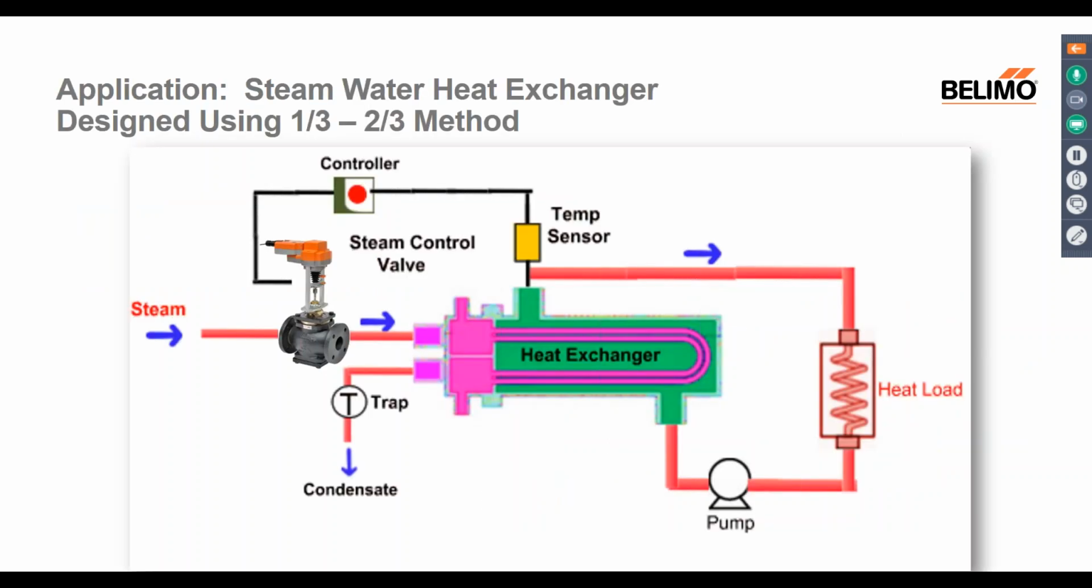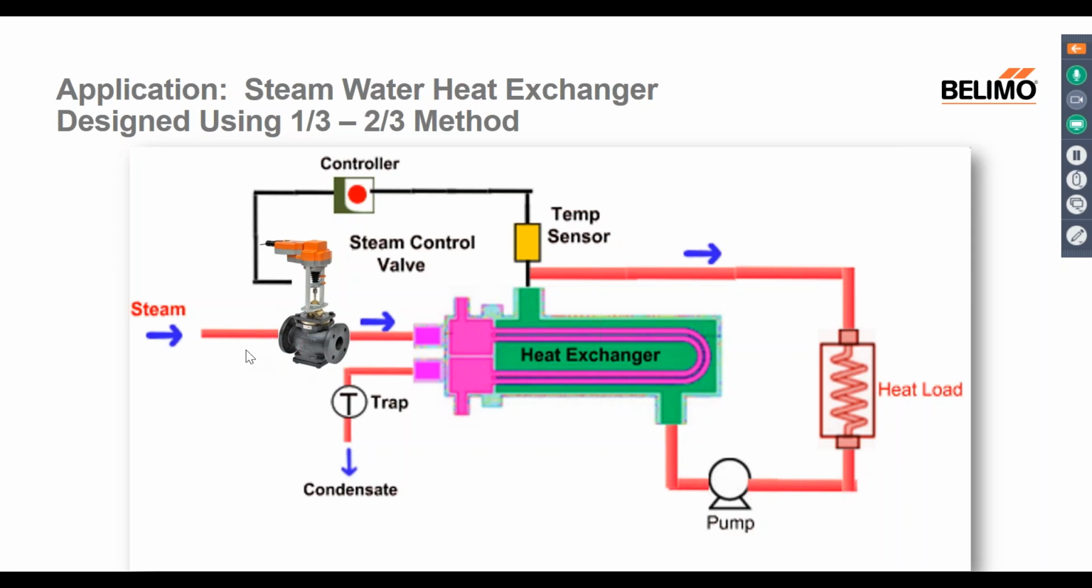Typical application here is a heat exchanger, a steam to water heat exchanger where we might be making hot water to heat a building. Steam in through the coils of the exchanger, down out through the steam trap. Water in, out through the pumping system, through a load, which would be an air handler unit, whatever. Transfer of energy, and back to the heat exchanger. See, typical, I just painted in that Belimo valve there.